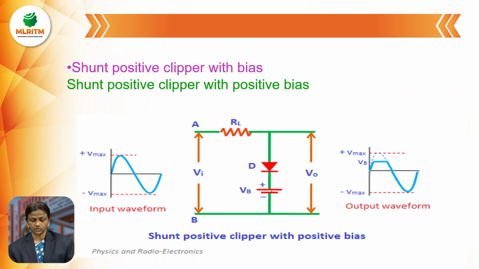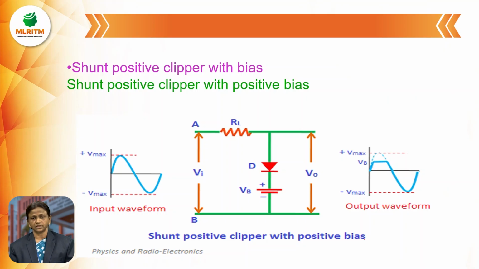The positive terminal of the reference voltage is connected to diode D, and the negative terminal of VB is connected to ground. That's why this is known as positive bias. For the above circuit, connect one biasing voltage in series to the diode. Why is it called positive bias? The positive terminal of VB is connected to diode D and the negative terminal is connected to ground. That's why this is known as shunt positive clipper with positive bias.